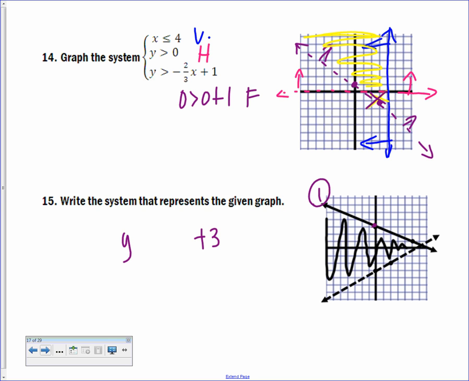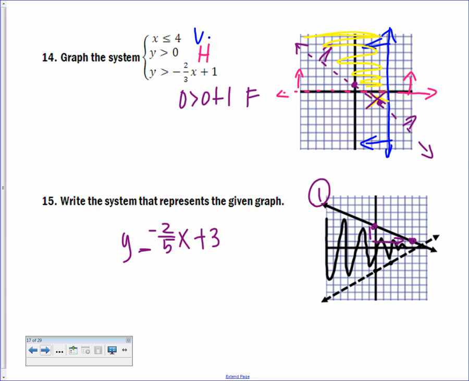Then I see this other point over here. So it'd be down 2 and 1, 2, 3, 4, 5 over. So that'd be a slope of -2/5 x. Okay, and I know it's going to be a something or equal to because it's a solid line. Now I have to figure out if it's less than or greater than.